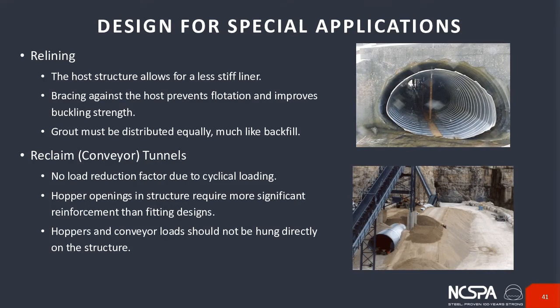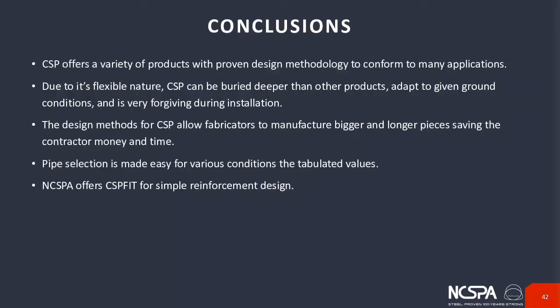Hopper openings require more significant reinforcement than just using A998. We would need to typically design to carry the bending moment developed in the longitudinal reinforcement due to the thrust of the pipe. So that is slightly different, and you're traditionally going to have some circumferential reinforcement as well. One thing to point out is we should try to avoid hanging the hopper or conveyor directly on the pipe.